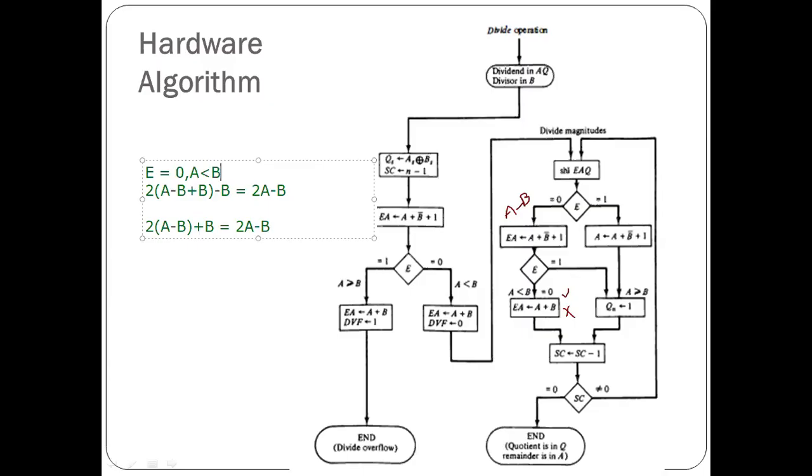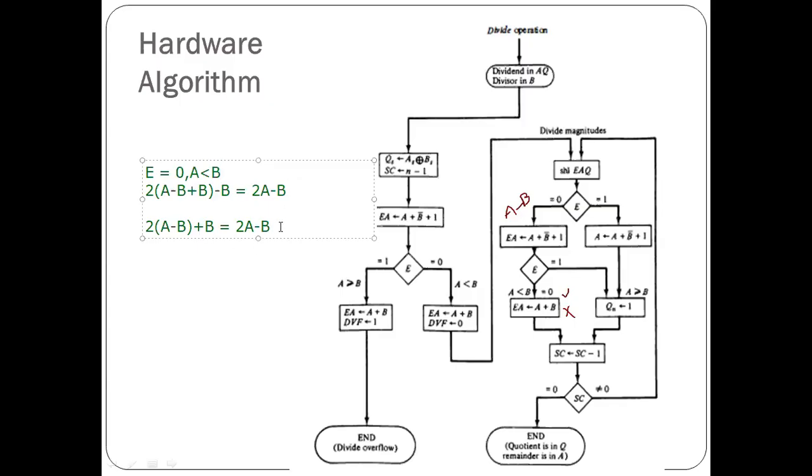If A is less than B, we have to restore and then proceed, so that is what we are doing here. After shifting, we will add B. So if A is less than B, we will add B. If A is greater than B, we will subtract B, that is in the next cycle. Right, this is one thing.